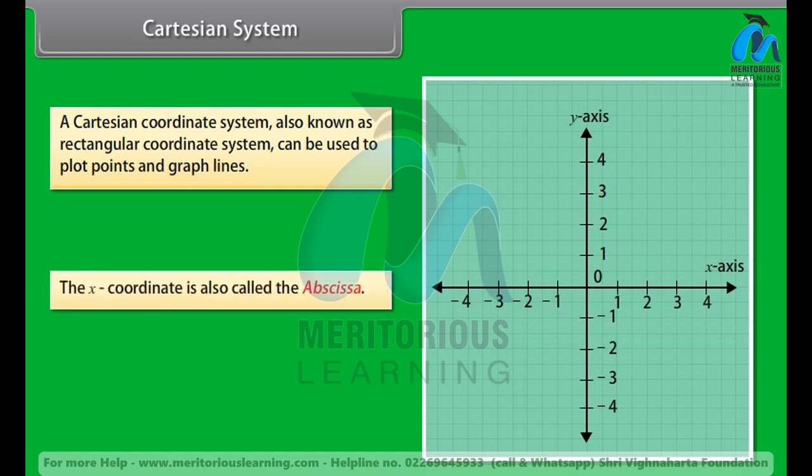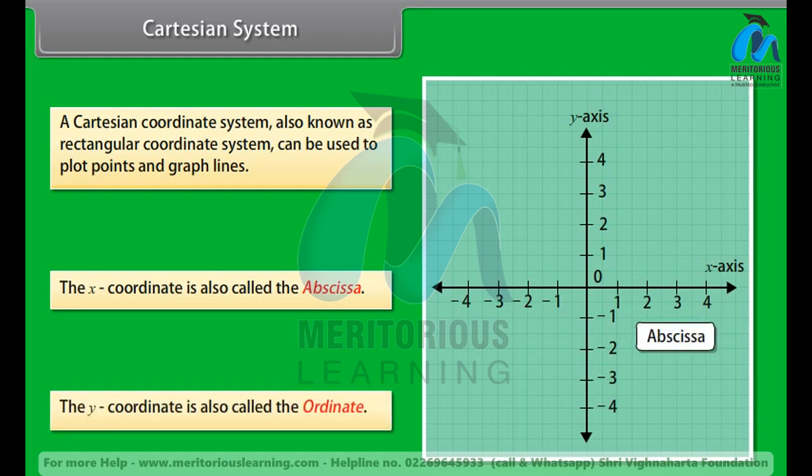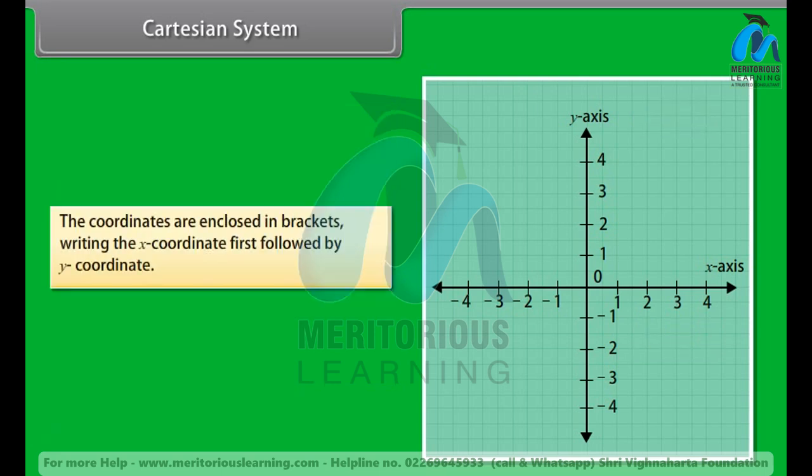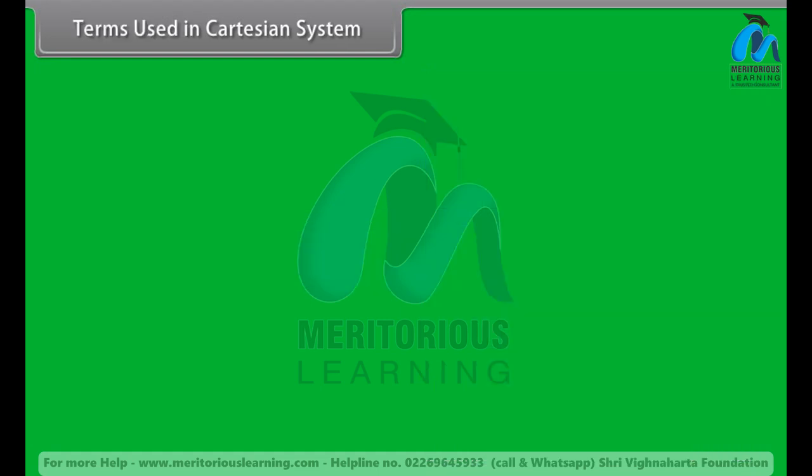The x-coordinate is also called the abscissa. The y-coordinate is also called the ordinate. The coordinates are enclosed in brackets, writing the x-coordinate first followed by the y-coordinate. The center or intersection of the two axes is equal to (0, 0). Terms used in the Cartesian system. Before going further, let's look at some definitions.